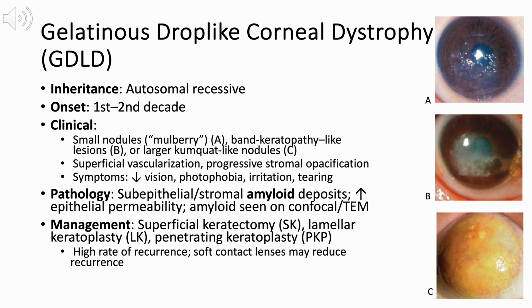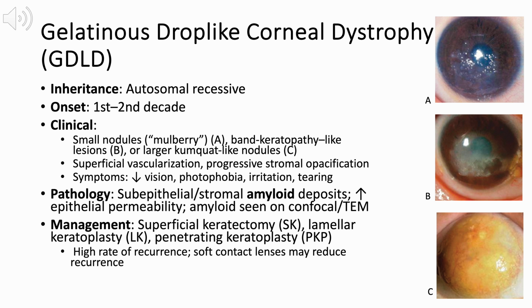Gelatinous drop-like corneal dystrophy, or GDLD, is an autosomal recessive condition that typically presents in the first or second decade of life. Clinically, it is characterized by the development of small nodules, often described as having a mulberry-like appearance, as shown in image A. In some cases, these lesions resemble band keratopathy-like opacities, as seen in image B, while in more advanced stages, patients may develop larger kumquat-like nodules, shown in image C.